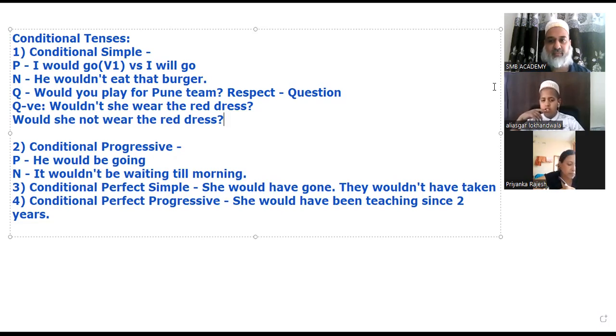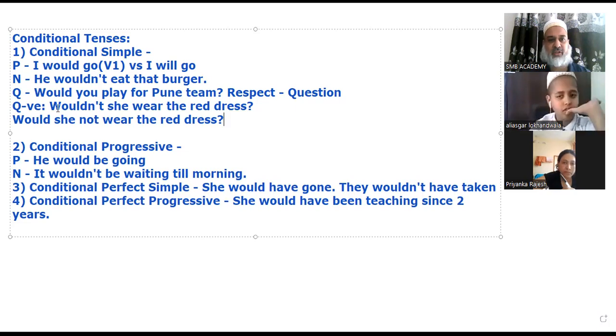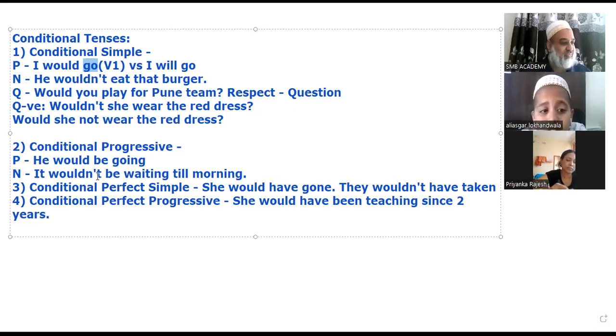Ali Asghar, you will say sentence of positive, Priyanka will say negative, then you will say question positive, Priyanka will say question negative. Or please do not use the verb which is there on the screen. Use some other verbs. She would dance for our team.